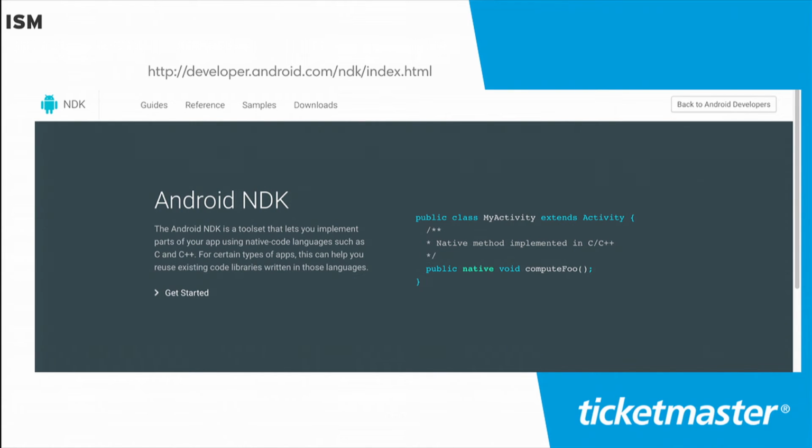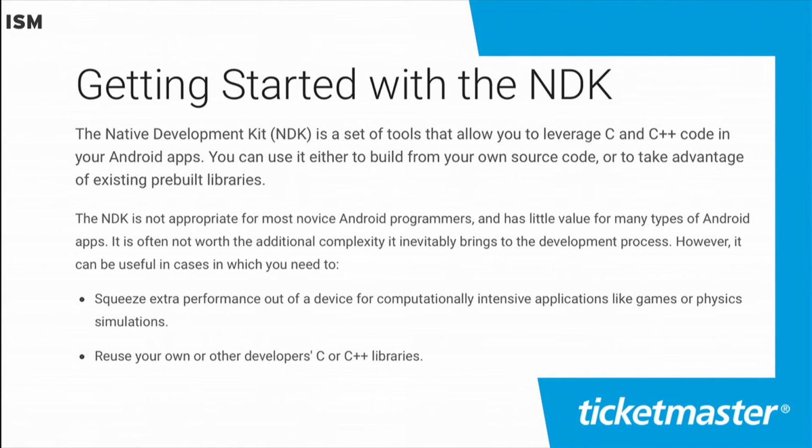For one thing, it allows you to use native code, C and C++ within your Android app. And the two bullet points here at the bottom are really the only reasons why you should be using it. One, you need to squeeze extra performance out of a device. It's really common in things like games and physics simulations. Or two, you have this library that's already been written in C and C++, and you really want to reuse it. You don't want to have to rewrite something from scratch in multiple languages. And so that was the case for us. It helped us achieve that consistency between our iOS and Android app.